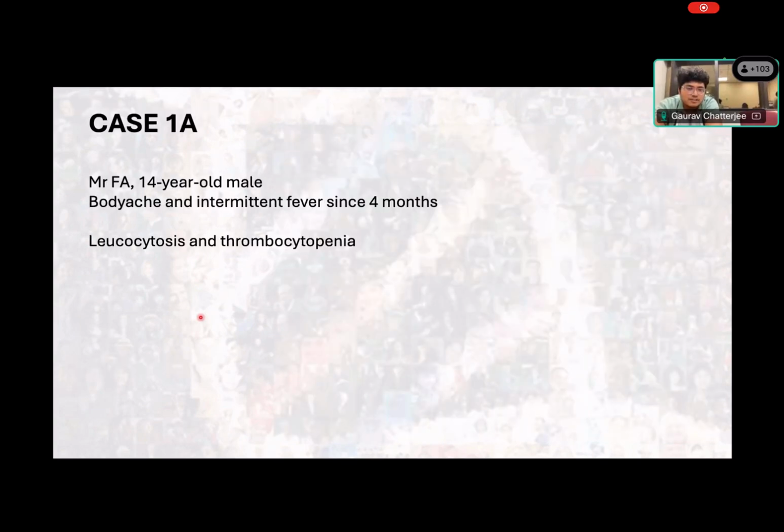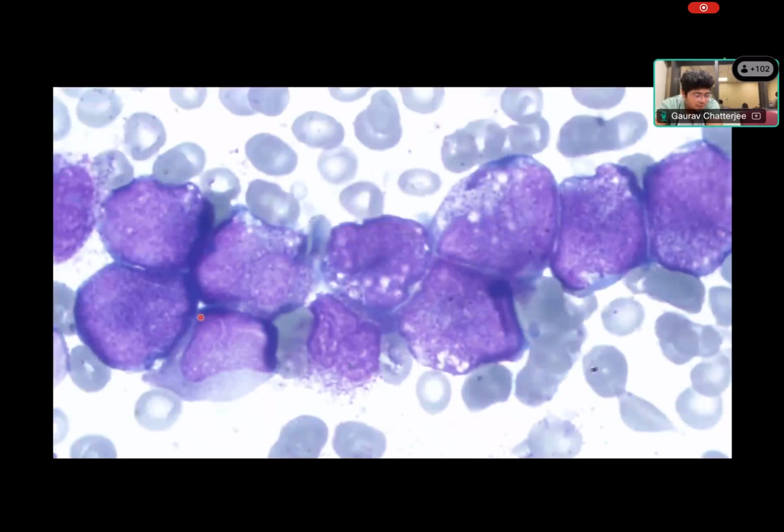Okay. So now let's start with our bonus case. Basically, this is a 14-year-old male, and this is the morphology. I'll just go to the picture. So maybe who has not spoken yet? Everybody has spoken. So Tapan, maybe you can take this. How do you describe this morphology?